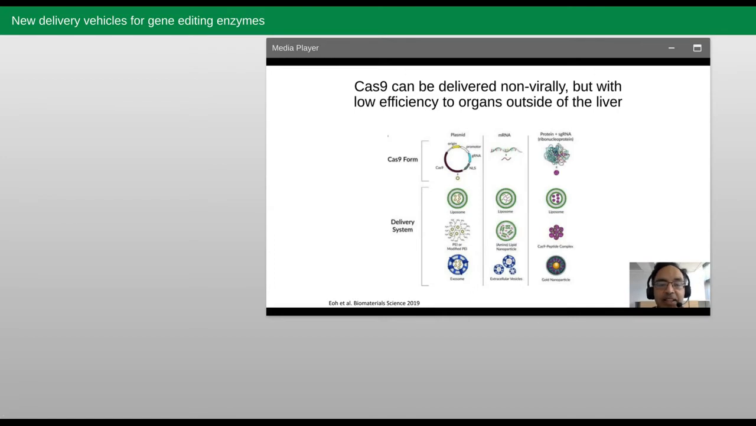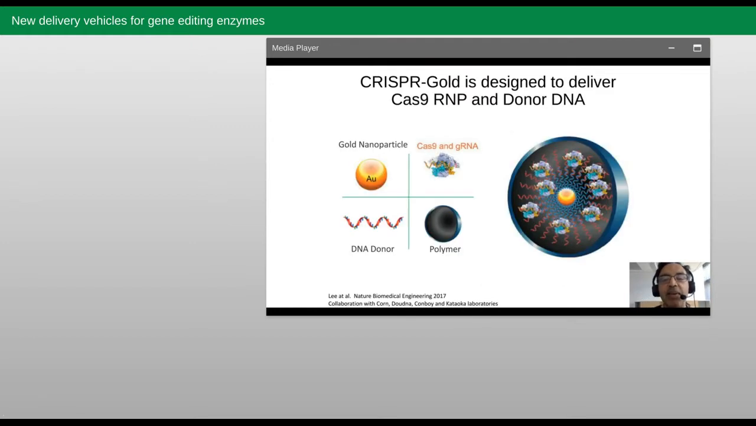But outside of the liver, non-viral methods are in general fairly inefficient, and that's one limitation of non-viral gene editing. And so to address this limitation, our laboratory has developed several delivery strategies for delivering non-viral gene editing enzymes. The first one we developed is a delivery vector called Crispr Gold, shown on this slide here.